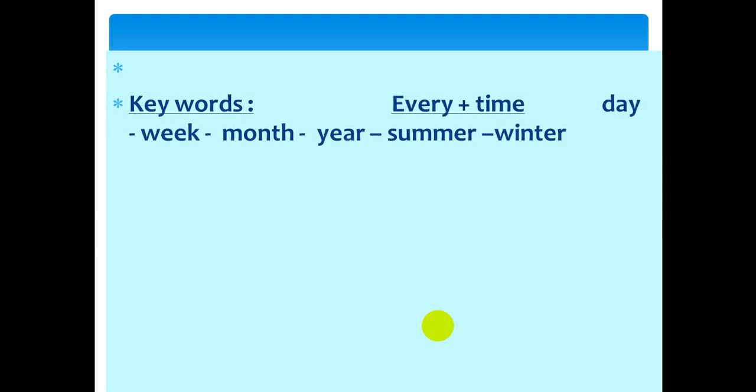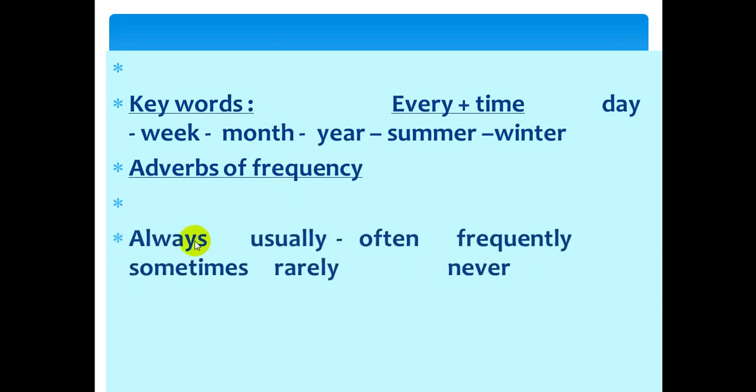Keywords that are used with the present simple. Every plus time: I can say every day, every week, month, year, summer, winter. Adverbs of frequency. We use them with the present simple, like always, usually, often, frequently, sometimes, rarely, and never.